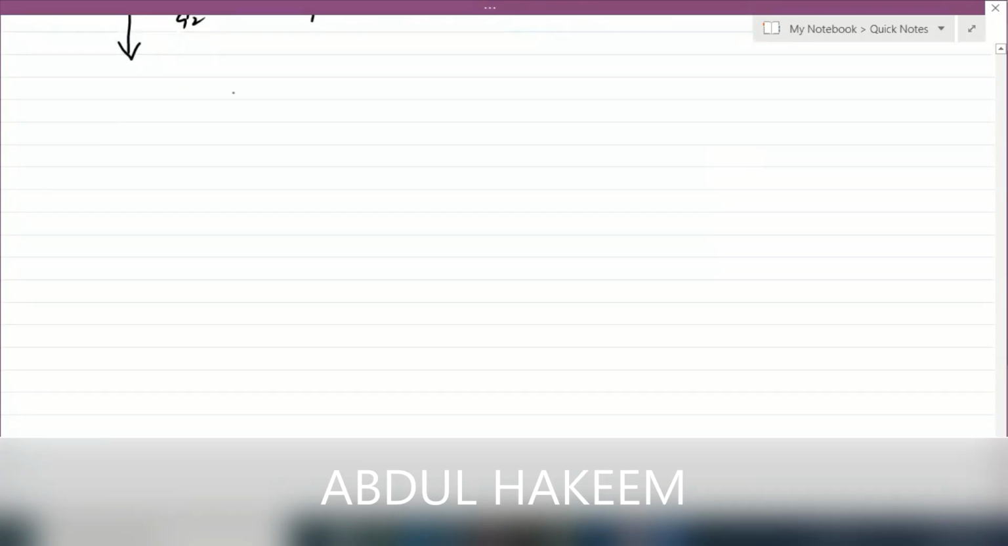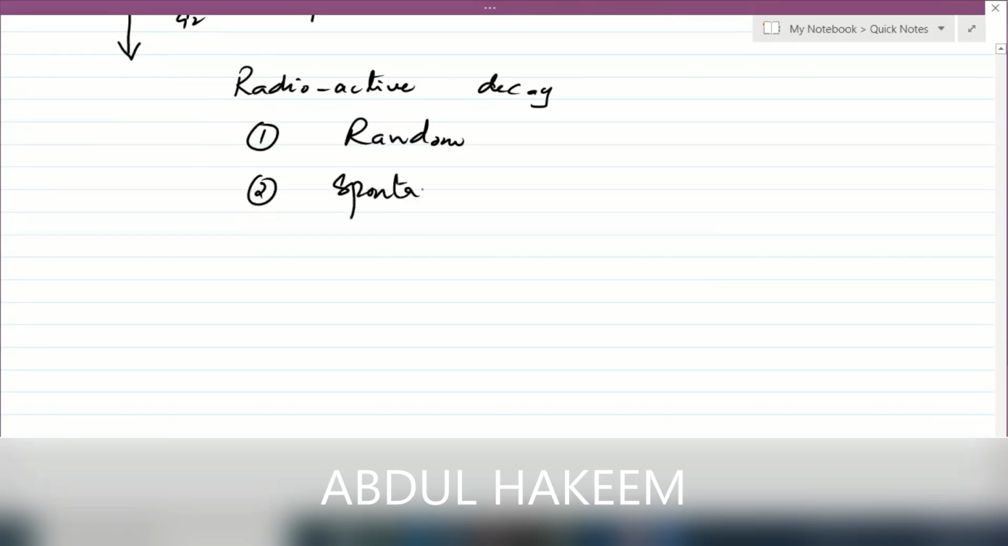Now this radioactive decay, number one, is random, and number two, it is spontaneous. Random means we cannot predict how many radiations will be emitted, which nucleus will decay next, and at what time the next radiation will be emitted. So these three are unpredictable. This behavior is called random.